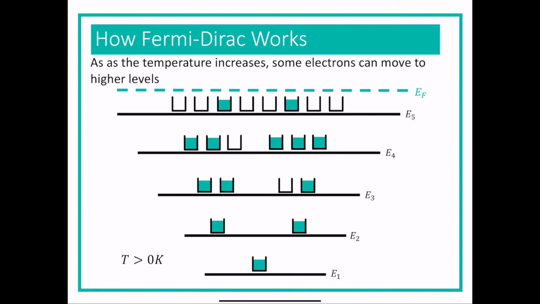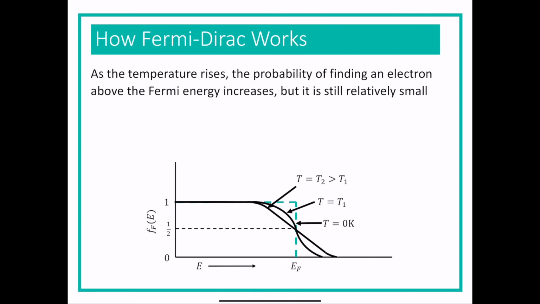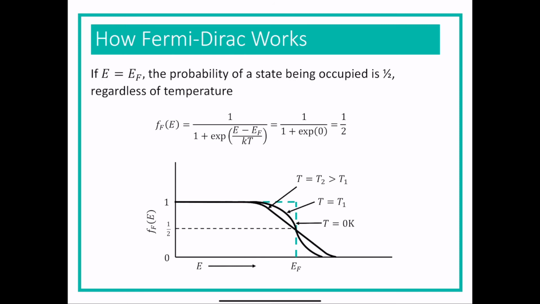So if we look at the Fermi-Dirac function, you'll notice that as the temperature increases, it starts to get more of a curve to it. You start to get a little bit of probability of finding an electron above the Fermi energy, but it's still not a lot. Most of it is going to be below that value. And the probability of finding a state occupied at the Fermi energy is always going to be 1/2, no matter what the temperature is. That's just the inflection point of that curve.